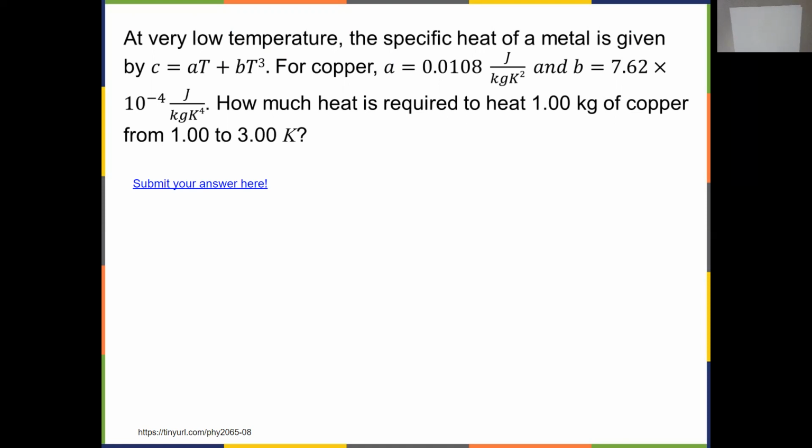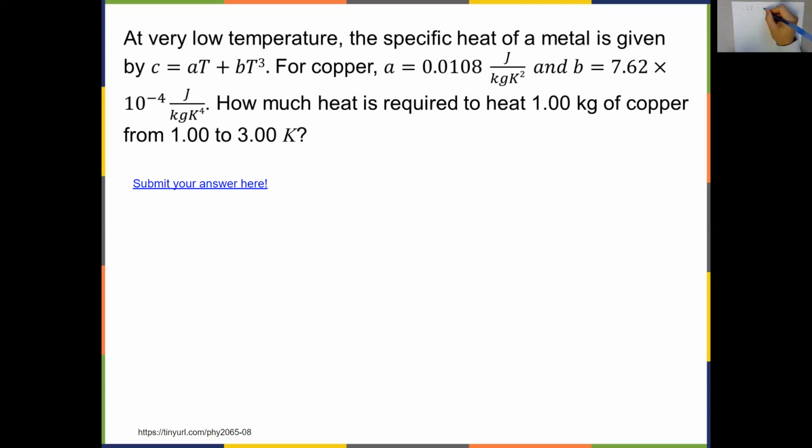So this time, you will be using C equals 1 over M dQ over dT, all right? You are looking for Q, so you will write this in this fashion. Rearrange the terms here, so dQ is equal to C times M times dT, all right?